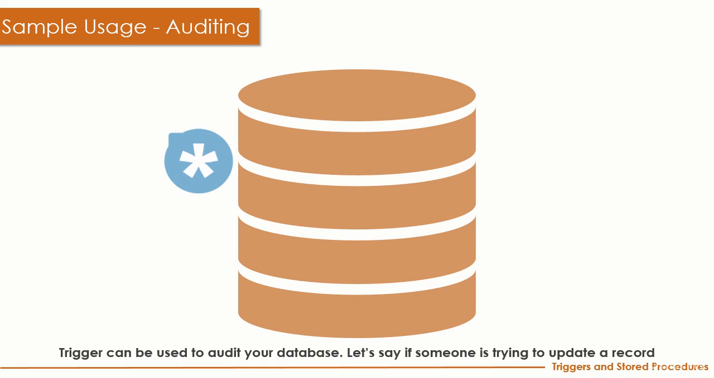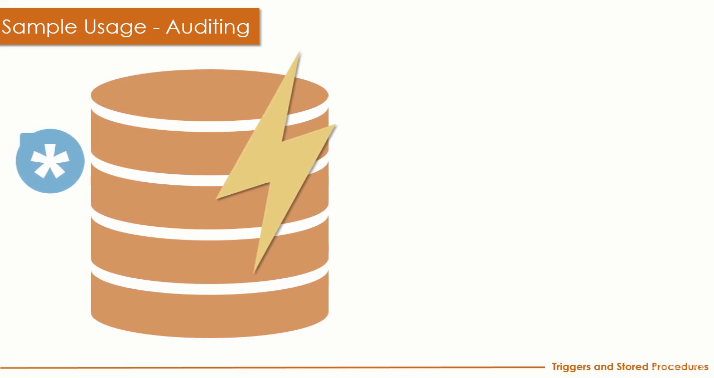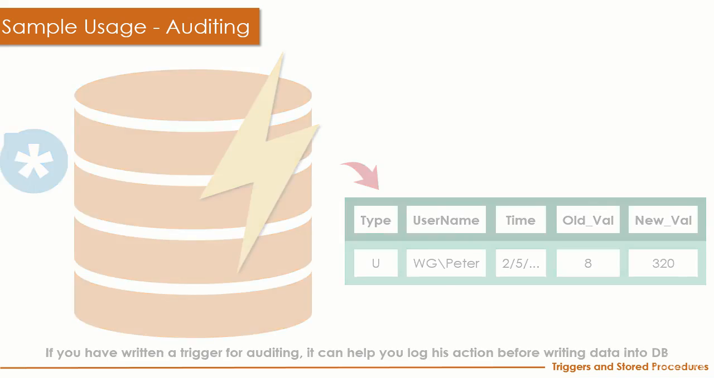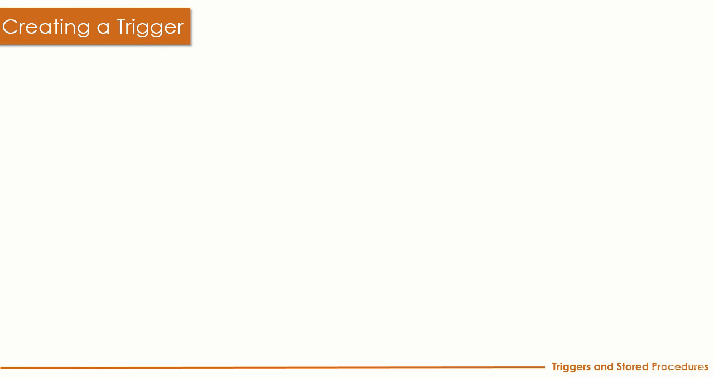A trigger can be used to audit your database. Let's say someone updates the database, of course we're talking about an update through some information system rather than typing the SQL. Then the trigger will be executed and it can record the changes in a log in the database. So the type is update, the username who made the change is WG Peter, and the time is 2nd of May. The old value is $8, the new value is $3.20. So you can record this, and then when you find the data has a problem, you can go back to check.